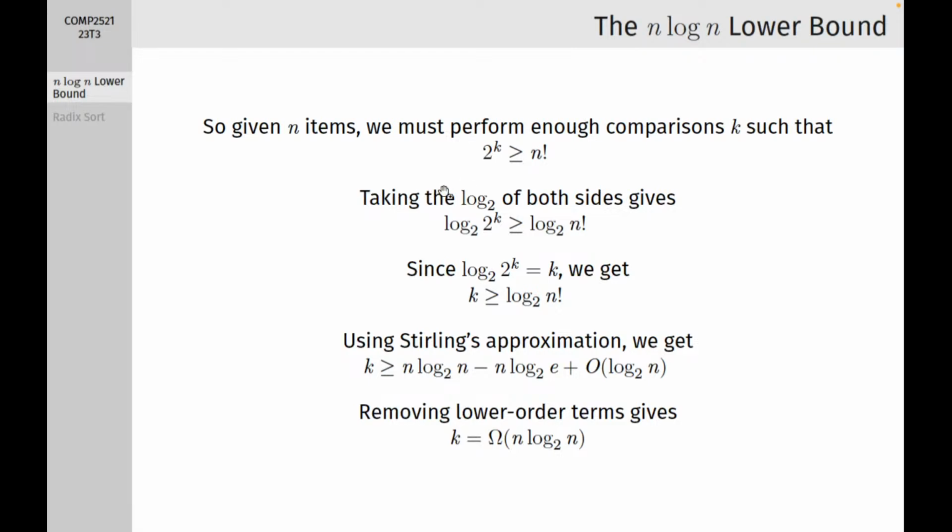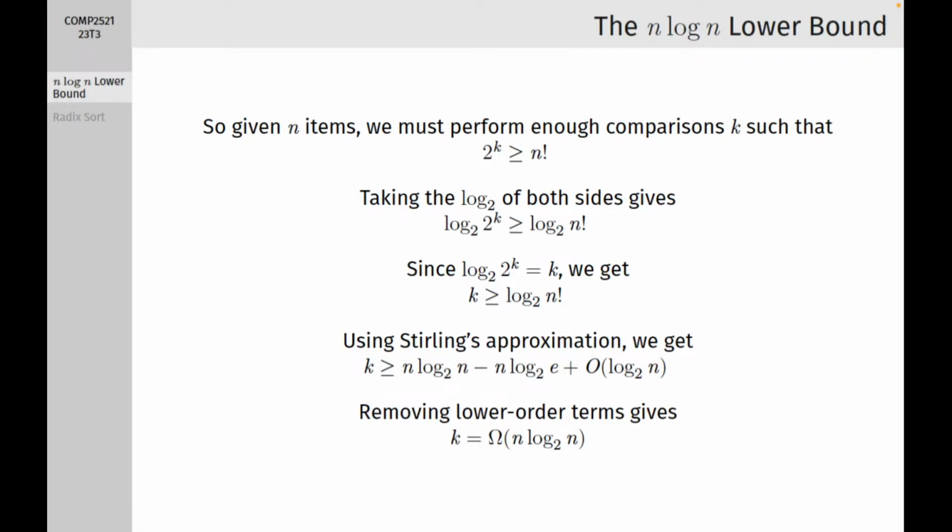So if we take log base 2 of both sides, that gives us this. Log base 2 of 2 to the k is greater than or equal to log base 2 of n factorial. And since log base 2 of 2 to the k is k, we get that k is greater than or equal to log base 2 of n factorial.